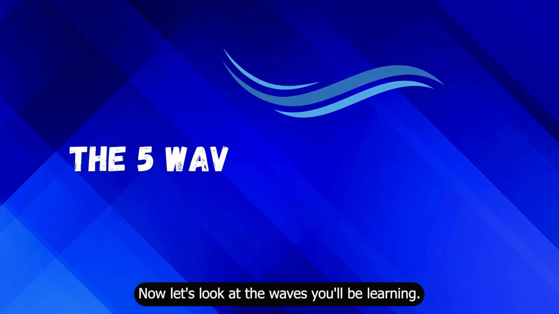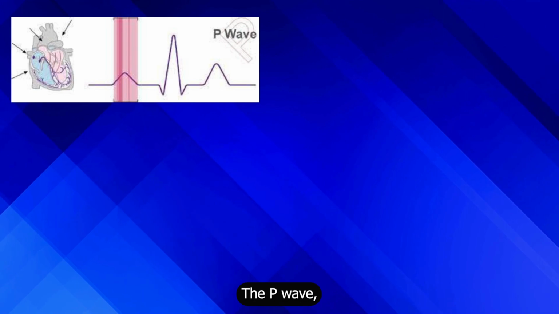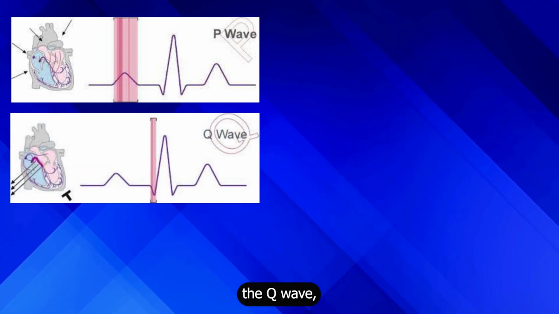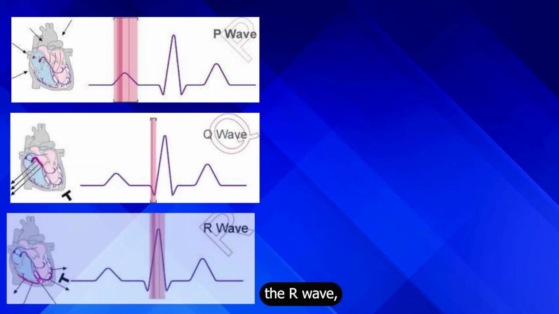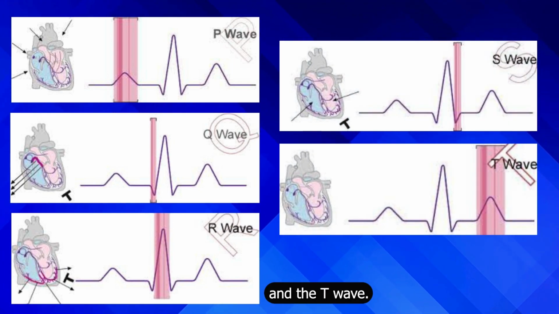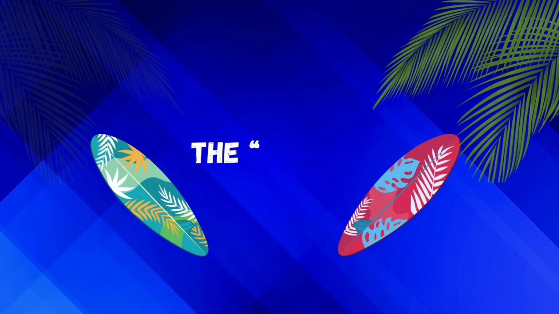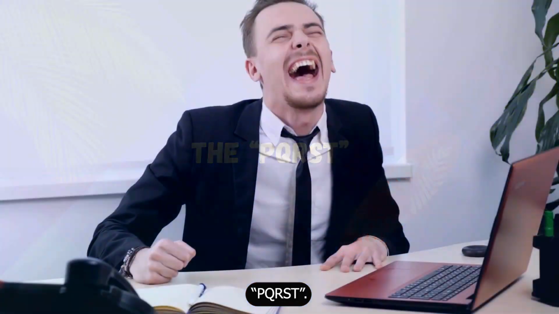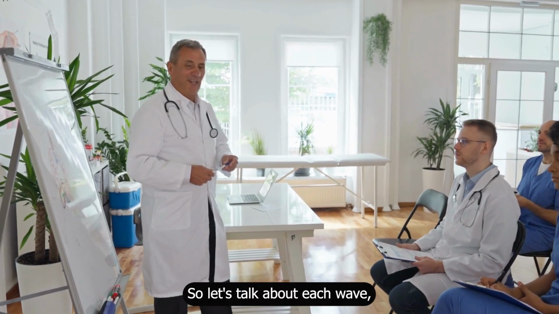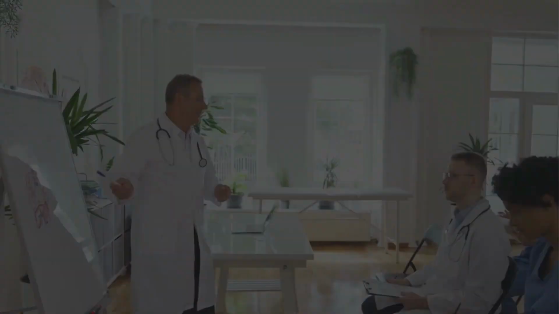Now let's look at the waves you'll be learning. The 5 waves of the heart: the P wave, the Q wave, the R wave, the S wave, and the T wave. Collectively, they are referred to by the super clever name PQRST. So let's talk about each wave, what they should look like, and what actions they represent.